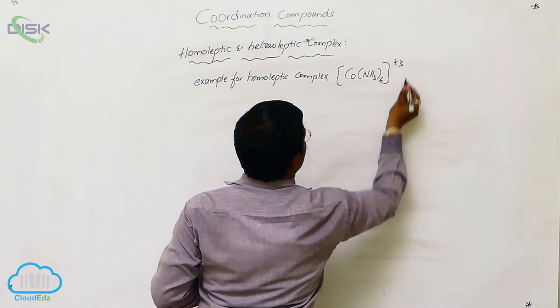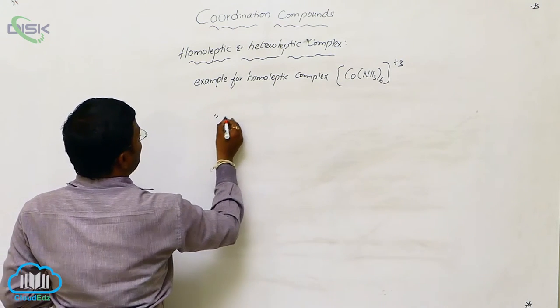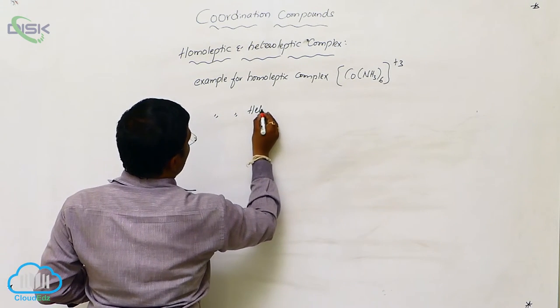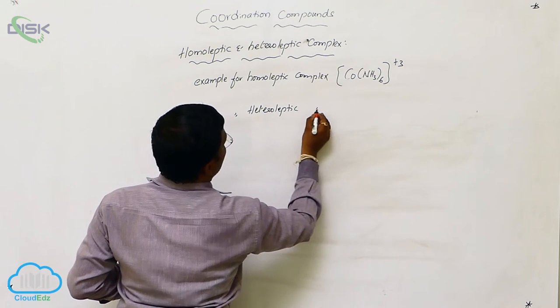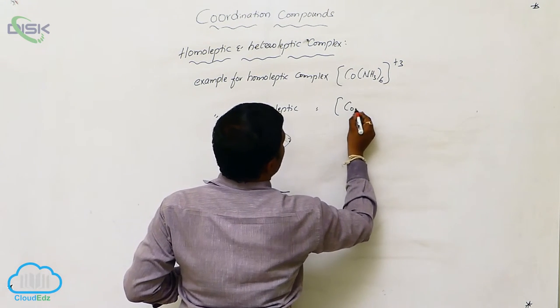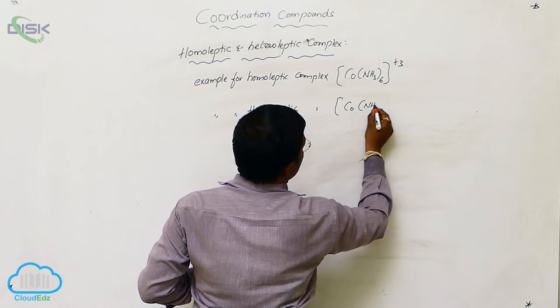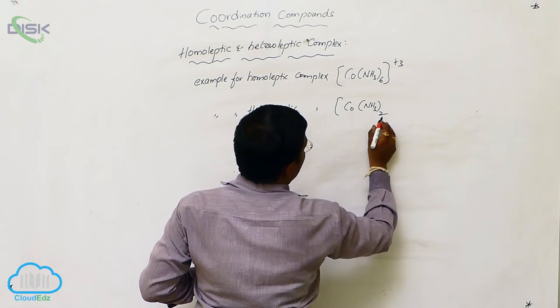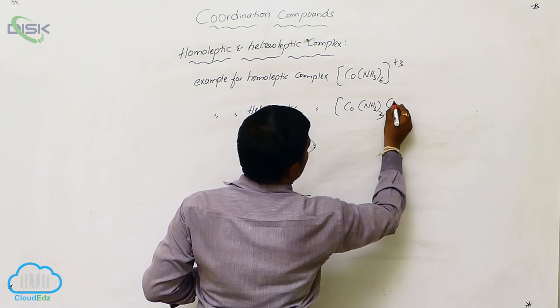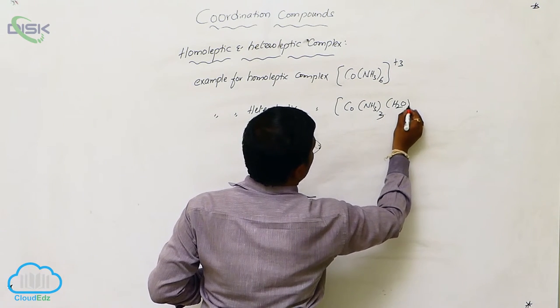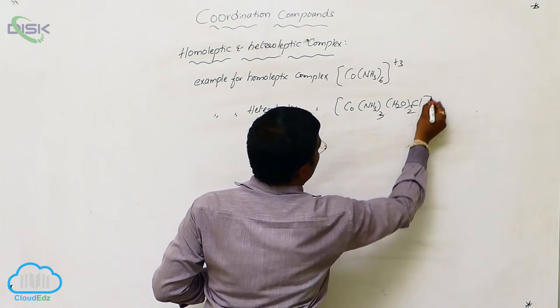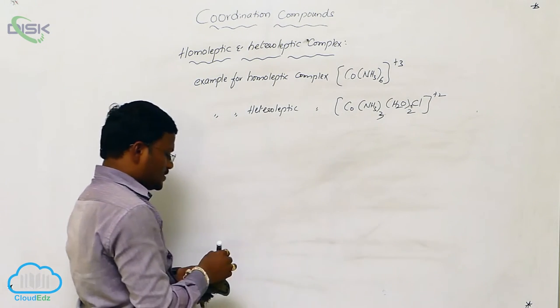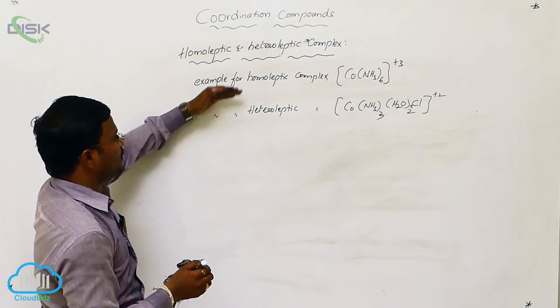Whereas an example for a heteroleptic complex is the same one, cobalt connected to NH3 thrice and H2O thrice, or H2O twice and Cl, where it is +2. Just identify the difference between these two.